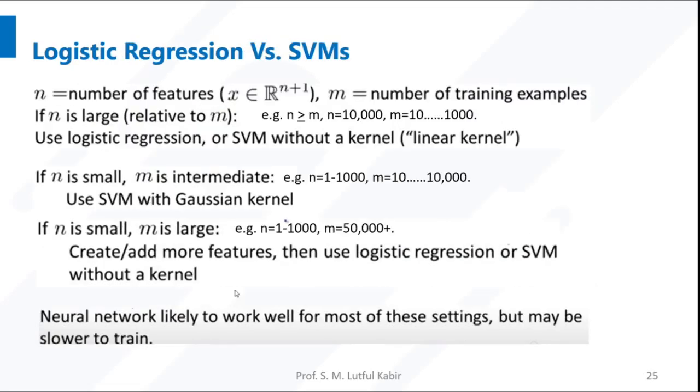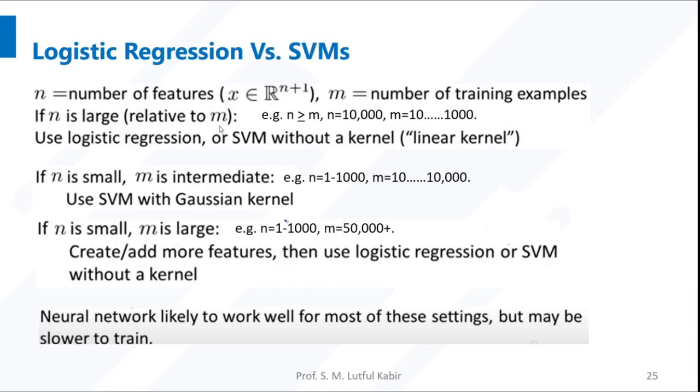So let us now compare logistic regression versus SVM. In both cases we call the number of features n, and x is a vector which has n plus 1 elements. n is the number of features, and 1 is for the bias quantity. So the x vector is of n plus 1 dimension. m is the number of training examples.